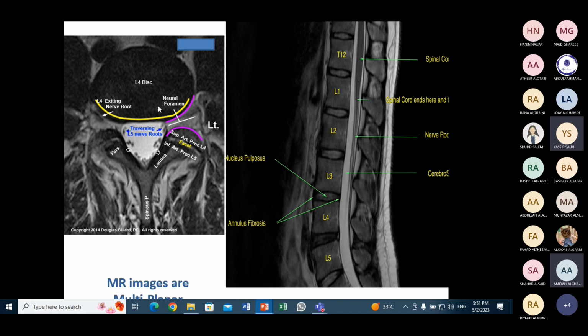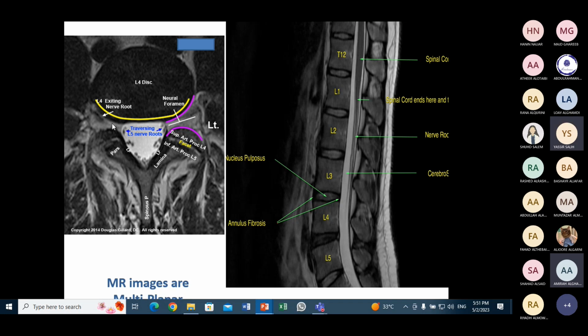And this is the disc. The disc should be convex like this, not compressing the nerve, and not bulging. This is the disc, the normal, red and yellow line. This indicates the normal position of the disc.